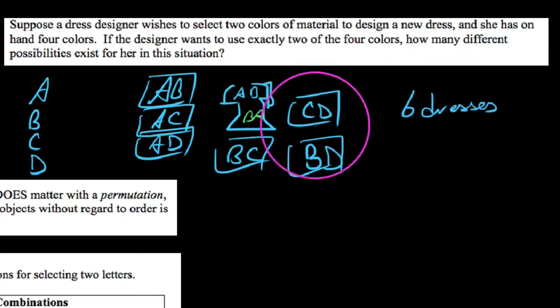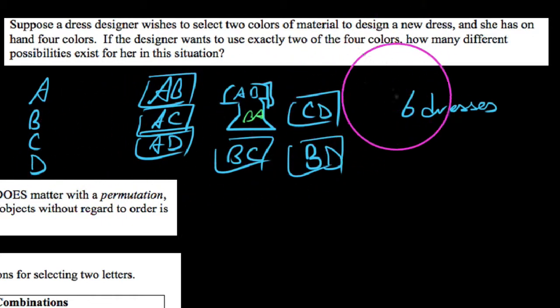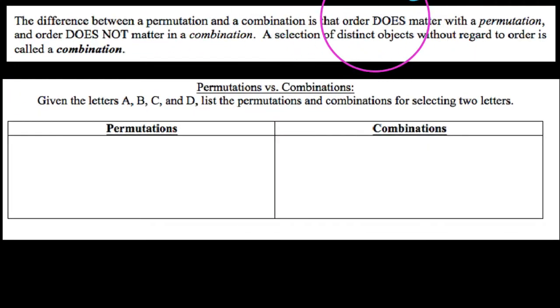There's a way to calculate this in general using combinations, and that's what we'd like to get into in this video. The difference between a permutation and a combination is that order does matter with a permutation, but when we talk about combinations, order doesn't matter. We refer to a combination as a selection of distinct objects without regard to order. So it's kind of like a permutation where order doesn't matter.